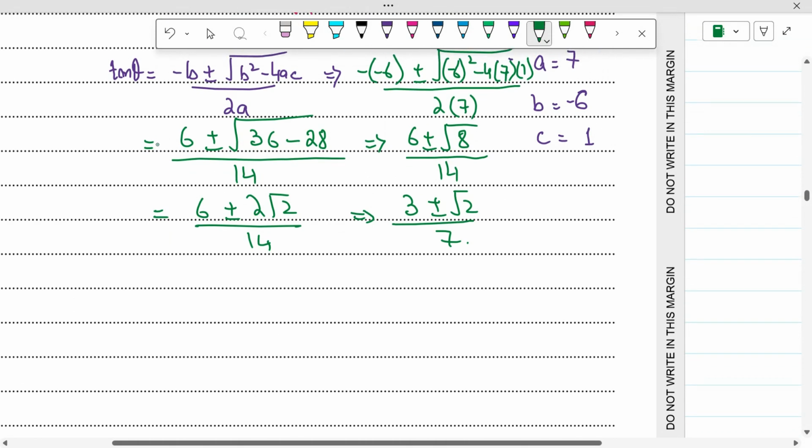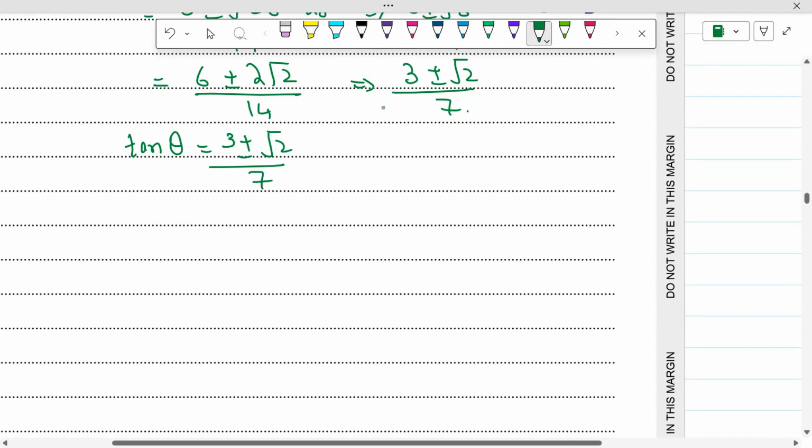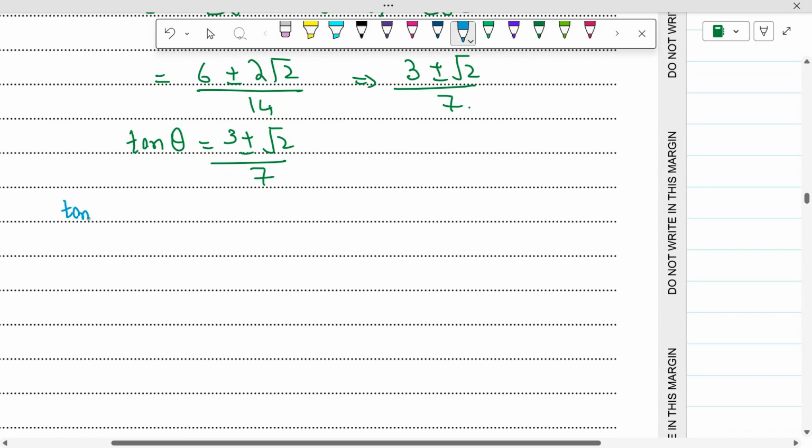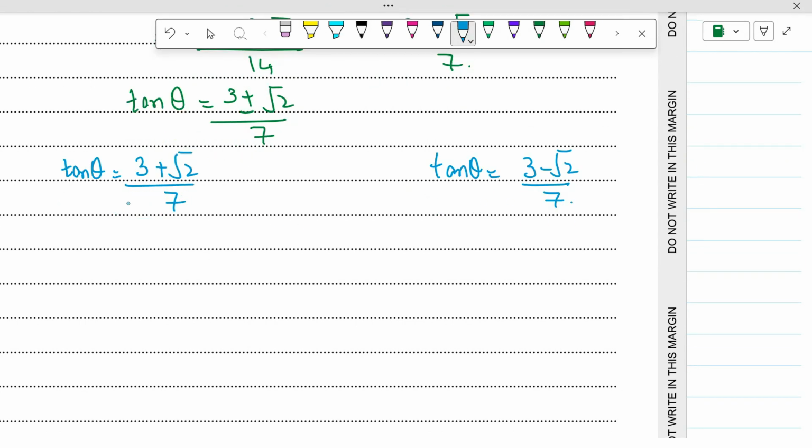So we have tan theta is equal to 3 plus minus under root 2 over 7. So we have two values of tangent. It can be written as tan theta is equal to 3 plus under root 2 over 7, and on the other side, tan theta is equal to 3 minus under root 2 over 7. When we solve, this one will be equal to tan theta is equal to 0.6306. And in this case, we will have tan theta is equal to 0.2265.